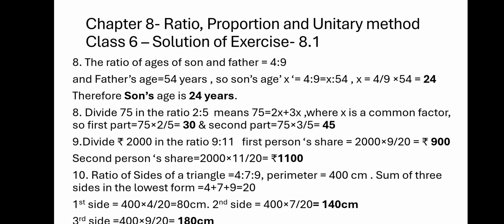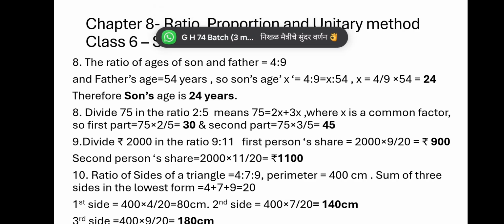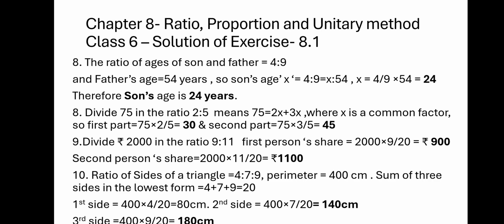Divide 75 in the ratio 2 is to 5 means 75 equal to 2x plus 3x, where x is a common factor. So first part is 75 into 2 upon 5 because two plus 5 is 7 actually. No, here they have given 2 plus 3. Sorry, I have written 2 is to 3. Instead of 2 is to 3, I have written 2 is to 5. So that's correct. Answer is correct. 30 and second part is 45.